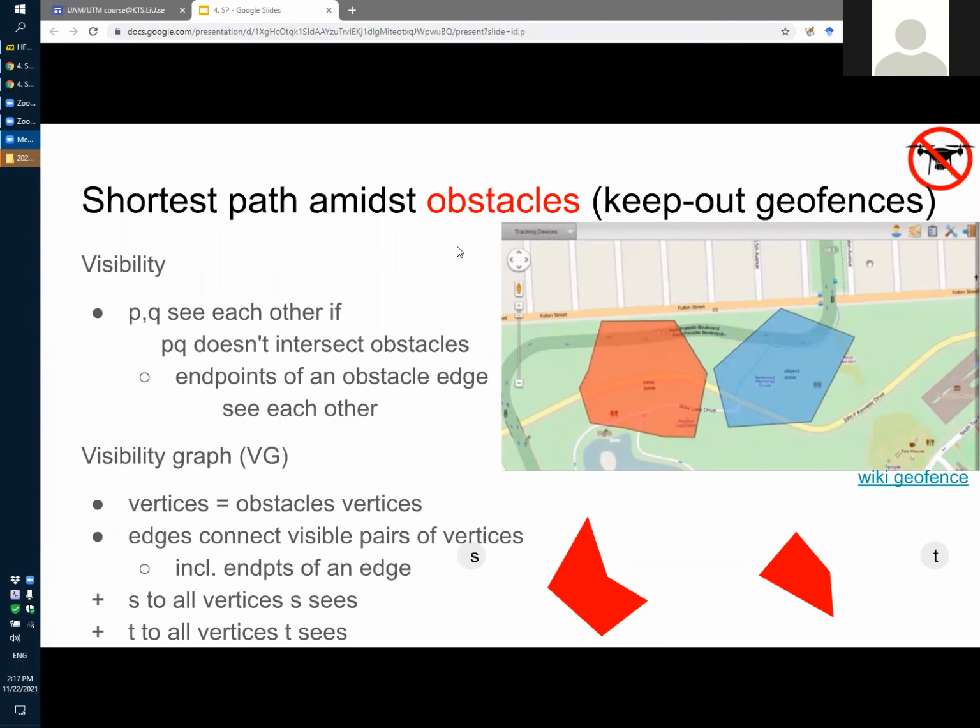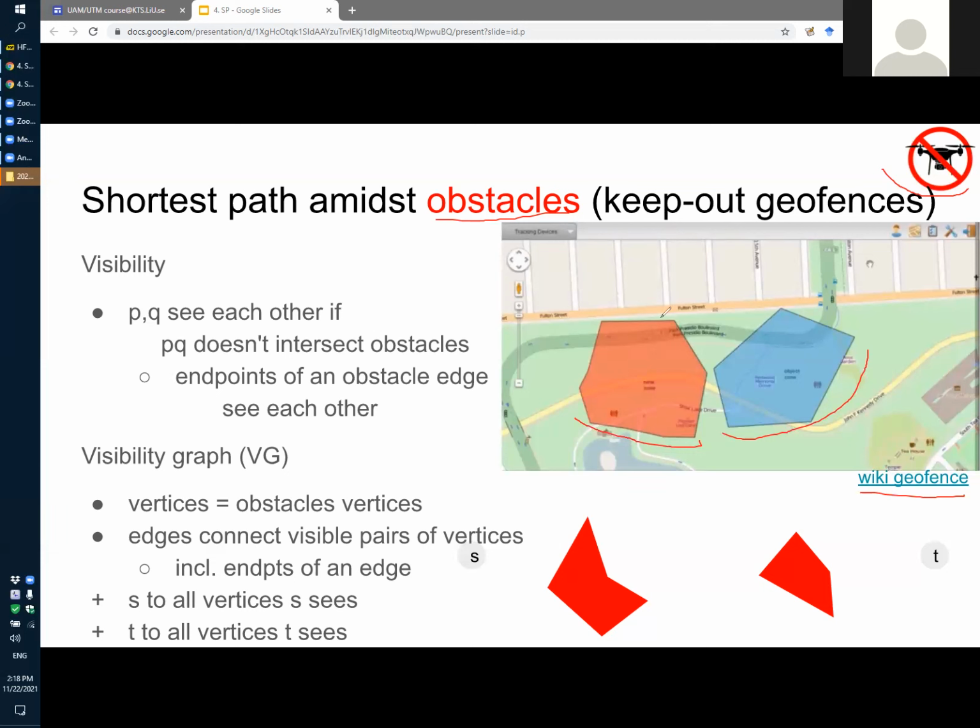So you've probably seen some drone maps, and if not the maps themselves, you might have seen the signs for the no drone zones. Anywhere where the drones cannot fly are an obstacle. So yeah, they may look like this, these geofences, and I took it from the Wikipedia page on geofence.